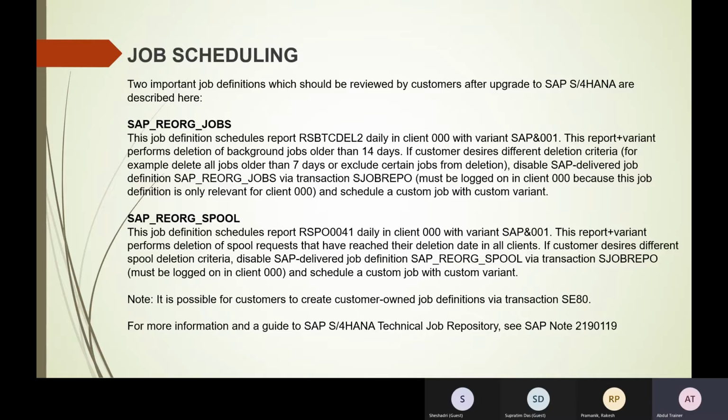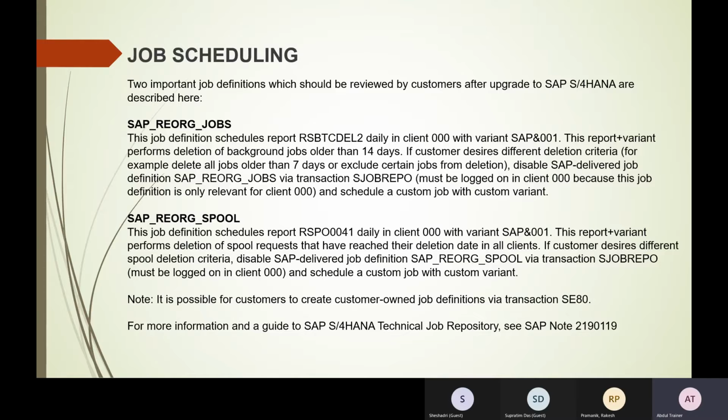If you want, you can change the variant and then schedule it in client 000 using the transaction SJOBREPO. In SJOBREPO, you will see job definitions as one tab. You have to select your job, click on job definitions, and then modify whatever you want to modify.